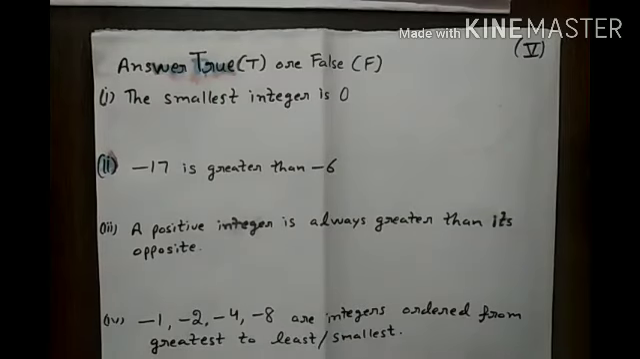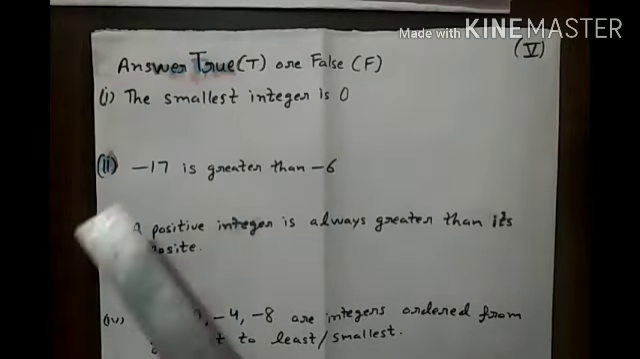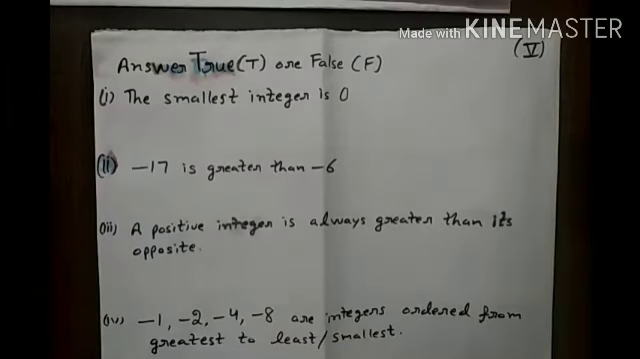Now, in this video, we will verify the given statement for true and false. So, the heading is answer true or false. The smallest integer is 0. Is it true or false? For this, I will take the help of number line.